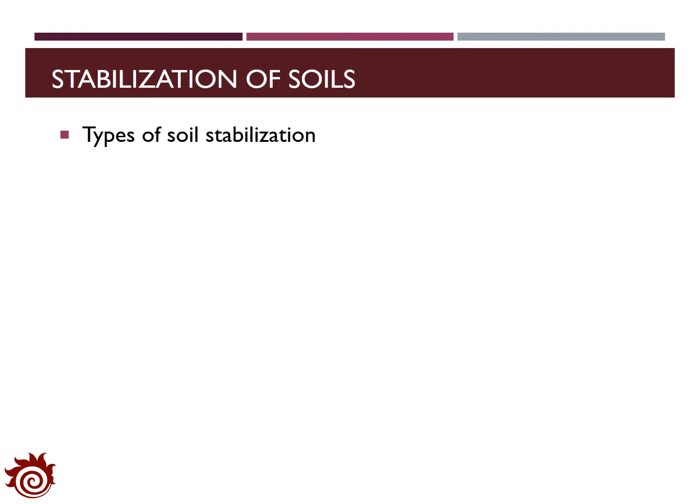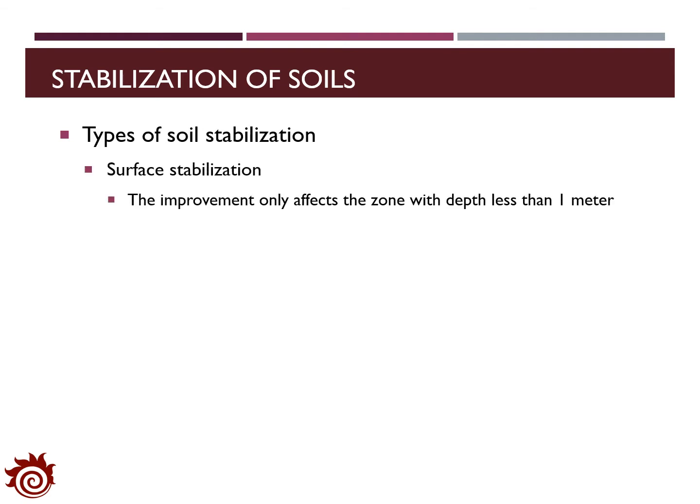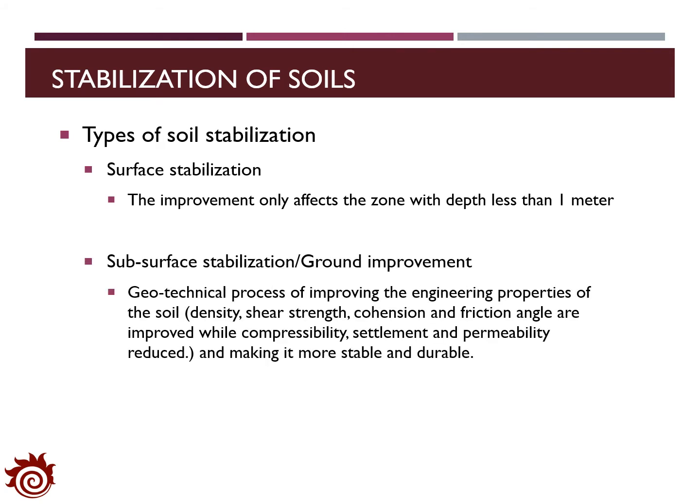There are two types of soil stabilization. The first one is called surface stabilization. In this type, the improvement of the soil only affects the zone with depth less than 1 meter. For most road pavements, surface stabilization is applied. The second type is subsurface stabilization, which is also called ground improvement. It represents the geotechnical process of improving the engineering properties of the soil, and it can make the soil more stable and durable for the pavement and other construction work.